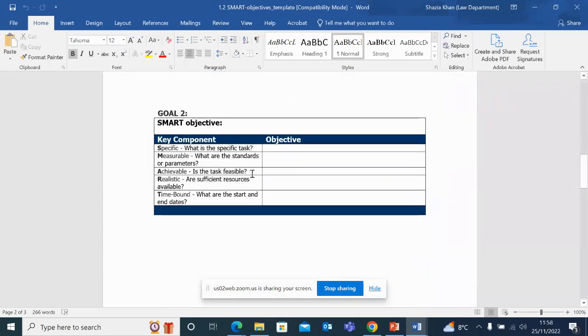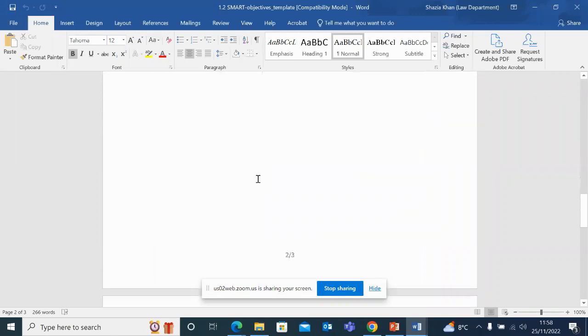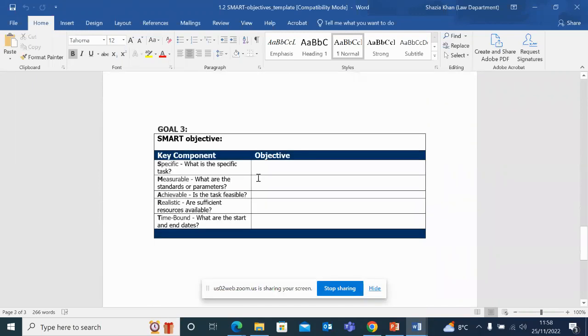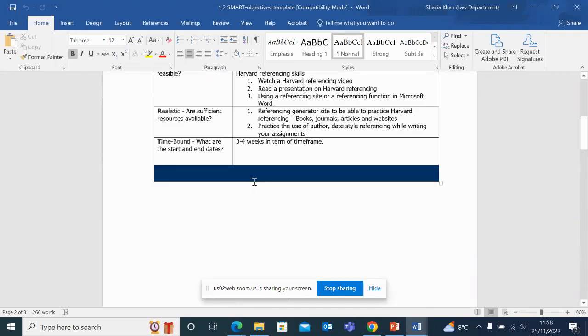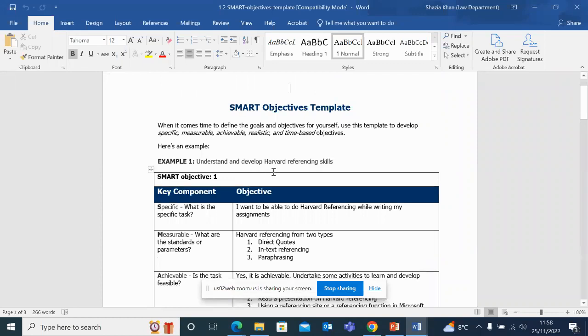So these are the SMART objectives. This is a template that you will be using as well, okay? So this is on Moodle. There's 3 bits of it there. And the good thing is you've got an example there. So when it comes to doing your assessments or anything, you've got the example there for you on Moodle. Okay?